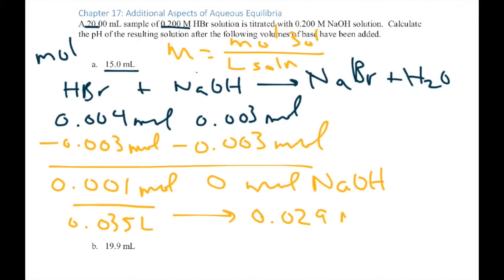So we divide, and we will have 0.029. So again, take the negative log of that, and we get 1.5. That would be the pH of the solution. Moving on.